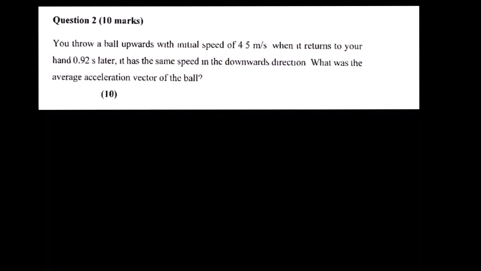This is the actual question paper. The mark allocation is 10 marks, but if you check the way we are going to answer this question, we are not going to have too many steps. So the scenario says you throw a ball upwards with an initial speed of 4.5 meters per second. When it returns to your hand 0.92 seconds later, it has the same speed in the downwards direction. What was the average acceleration vector of the ball?